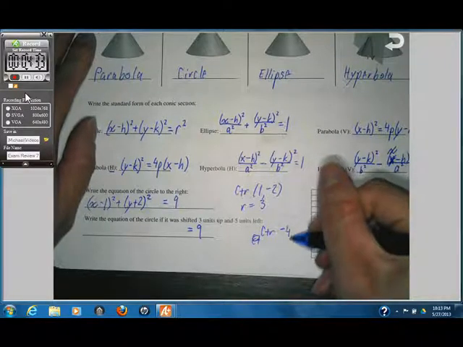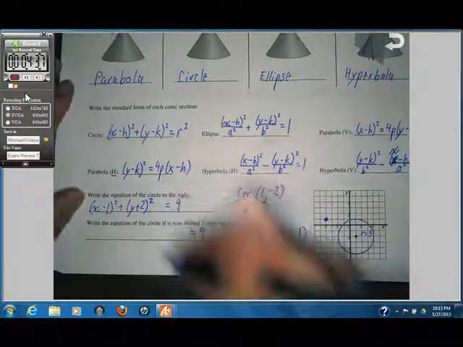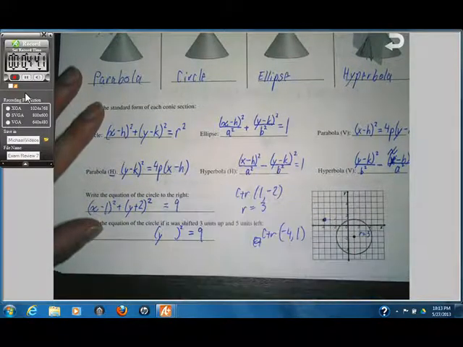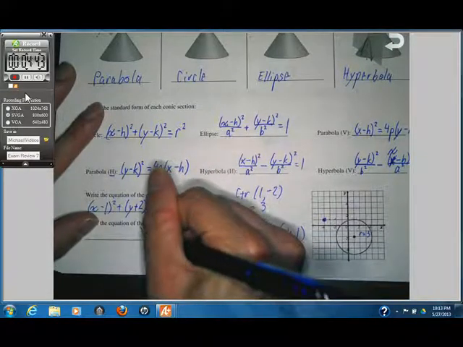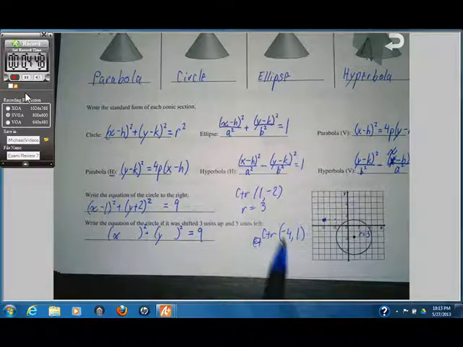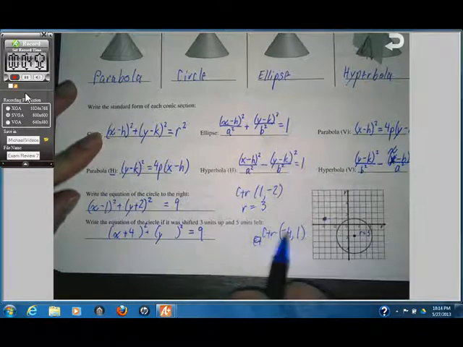We're going to have y, and we're going to have x. Negative times a negative is a positive, so x plus 4, and y minus 1. And there we go. So that was fun, and it's on to the next one.